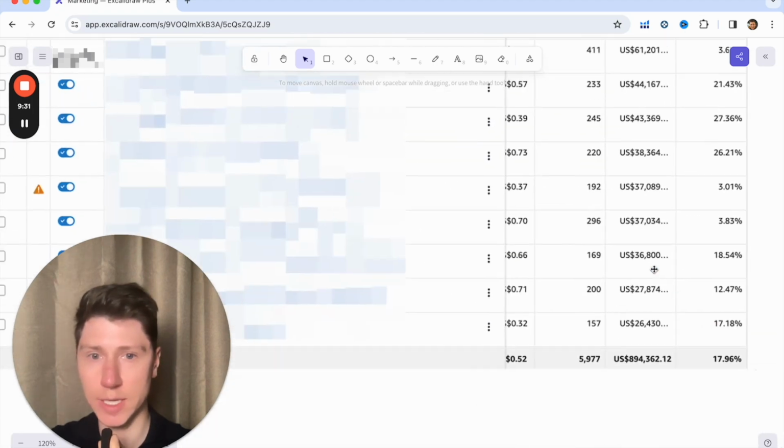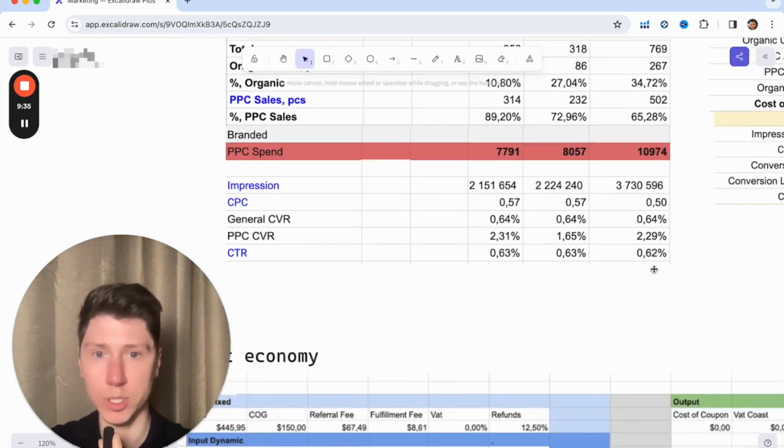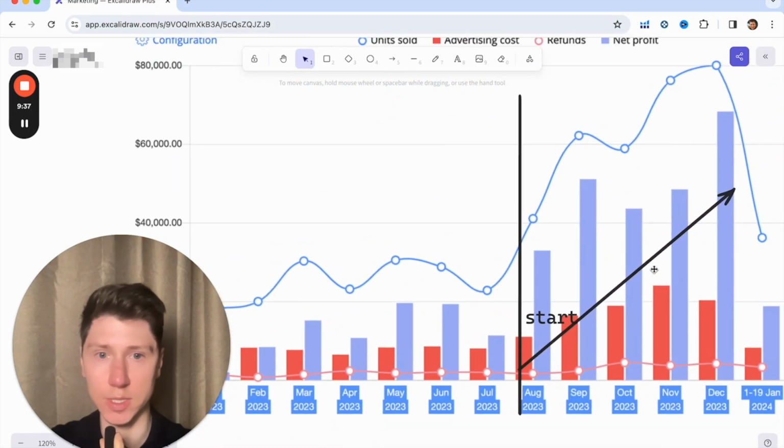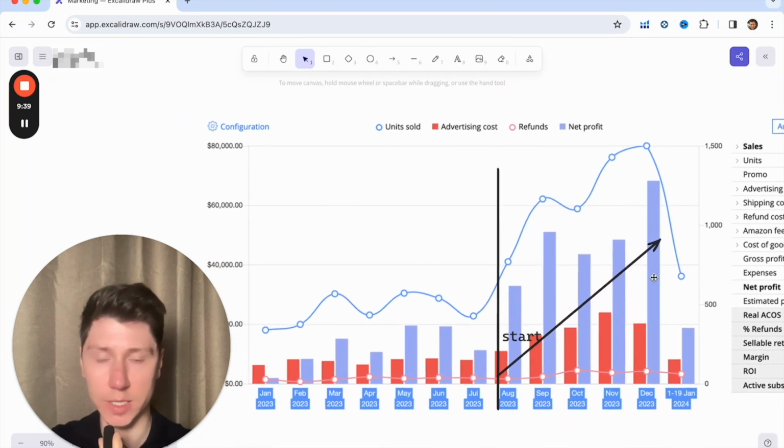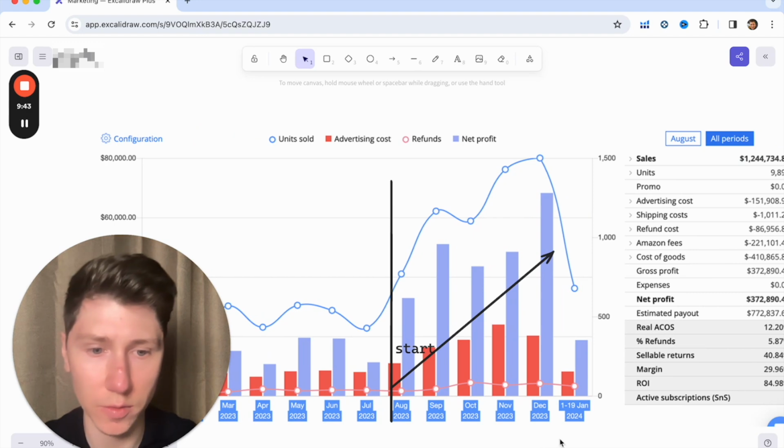So in general, that's just my overview of the high-level strategy, how we did the growth for this specific brand from 20k a month to 68k a month in a short 5 months.